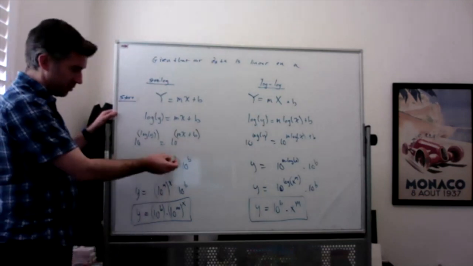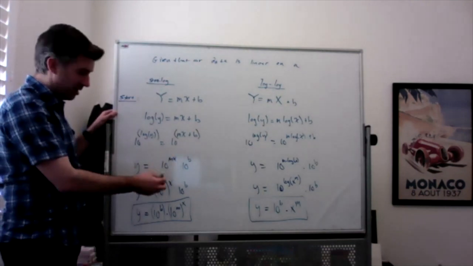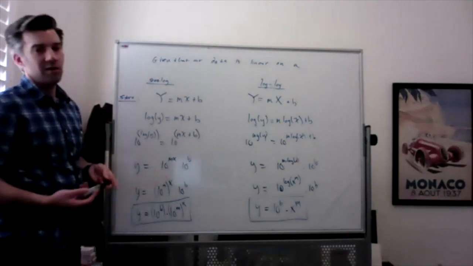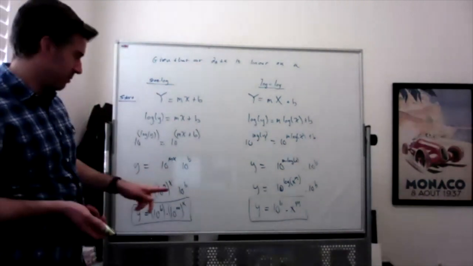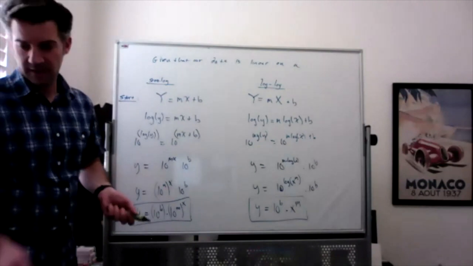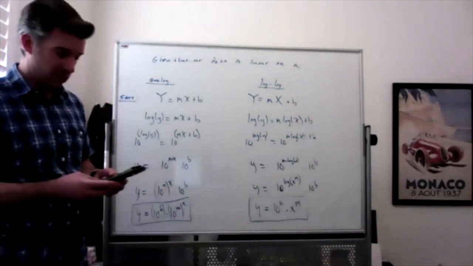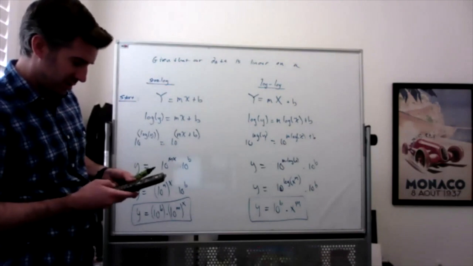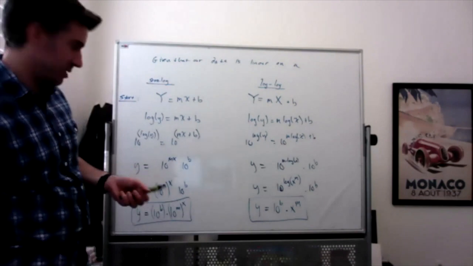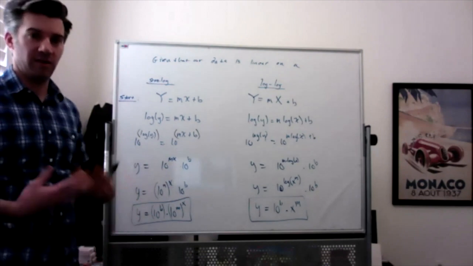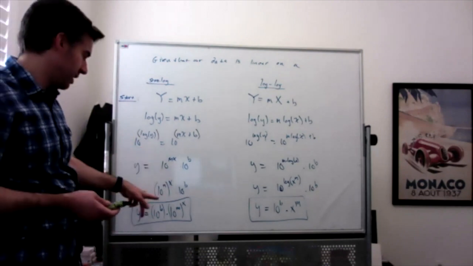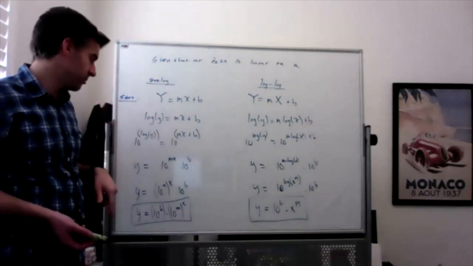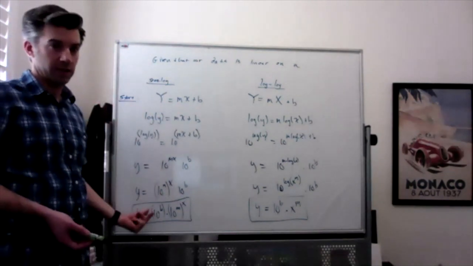And then we typically rewrite the 10 to the mx part as 10 to the m, to the x. And then most people like to simplify 10 to the m. So if m is like 0.2, then you say, okay, 10 to the 0.2 is about 1.58. So you'd actually write that as 1.58 to the x. But more generally, it's just 10 to the whatever that slope is, raised to the x power, times 10 to the b, which is your constant here.